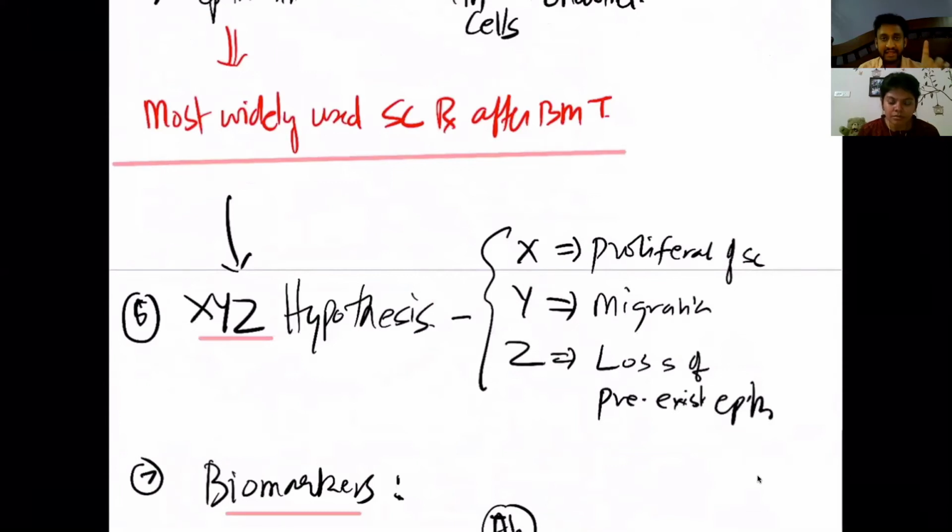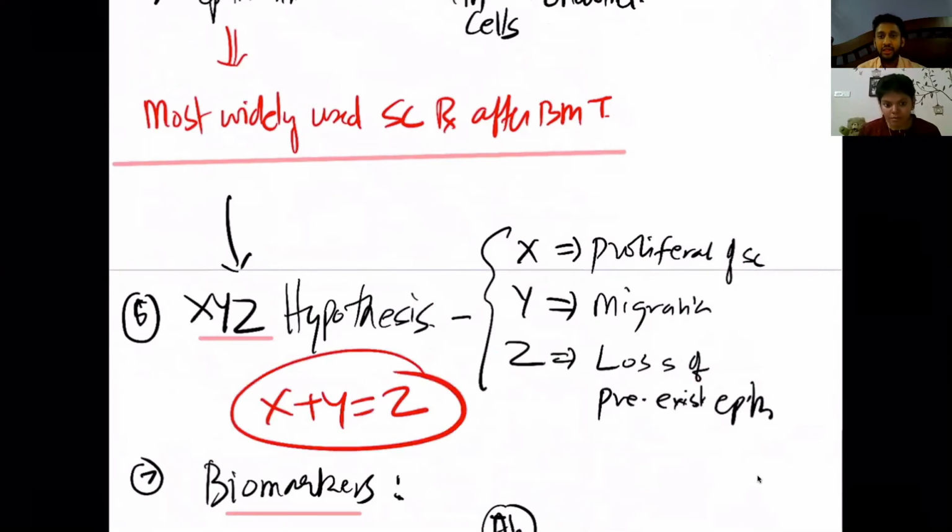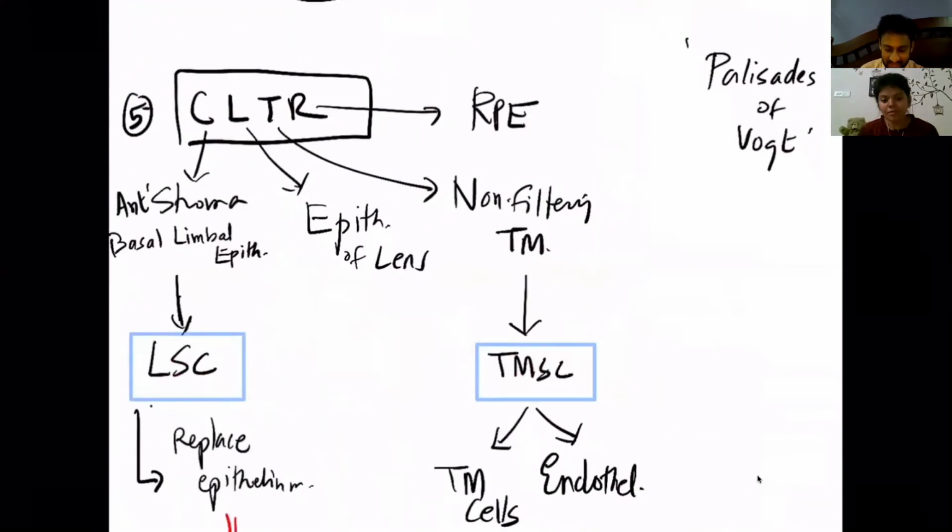So what is X? X is proliferation of stem cells. Y is the migration of those stem cells to replace the epithelium. Z is the loss of pre-existing epithelium. So always X plus Y should be equal to Z. The formation should replace the loss. That is the concept of the XYZ hypothesis. Coming back, there is lens. As far as lens is concerned, the epithelium of the lens is going to have these stem cells. T, trabecular meshwork. To be more precise, it is the non-filtering trabecular meshwork which is going to have the trabecular meshwork stem cells.